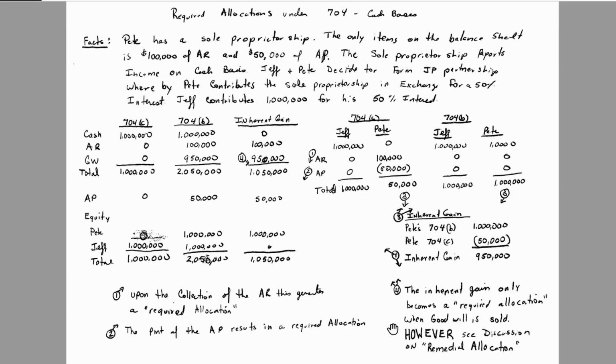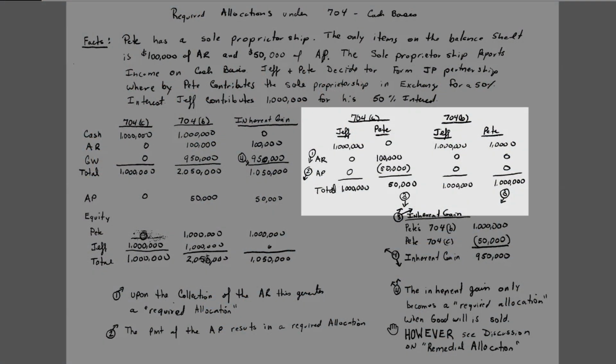The B account, nothing. Nothing, because the AP and AR were existing built-in gain and expense when this was formed. Since it existed when it was formed, it goes to the contributing partner, which was Pete.